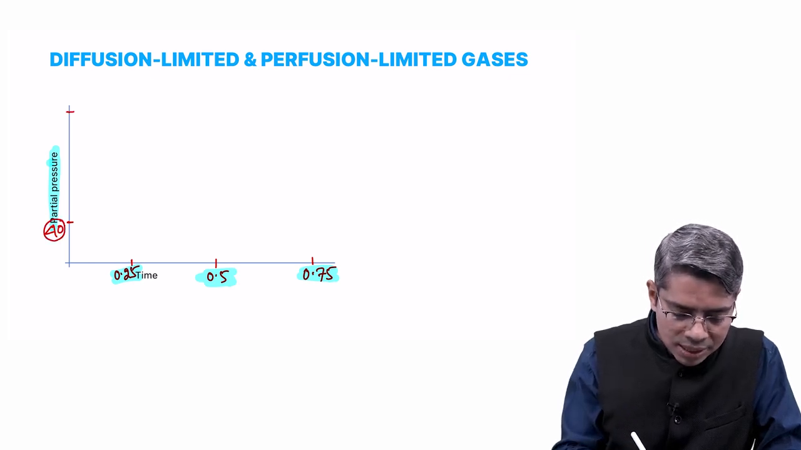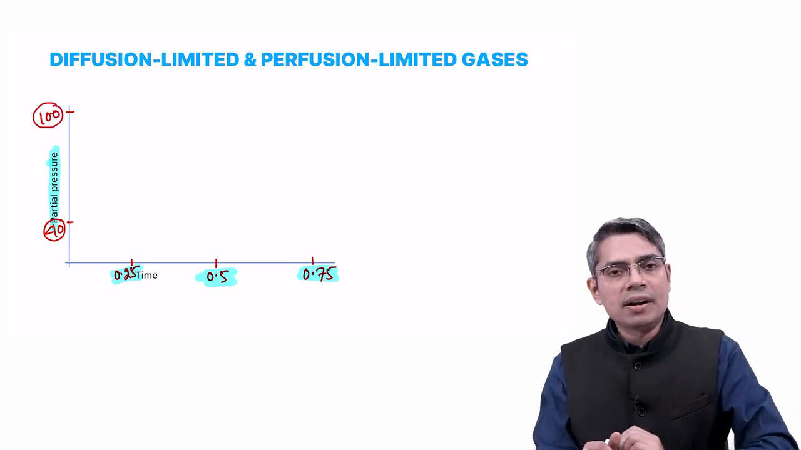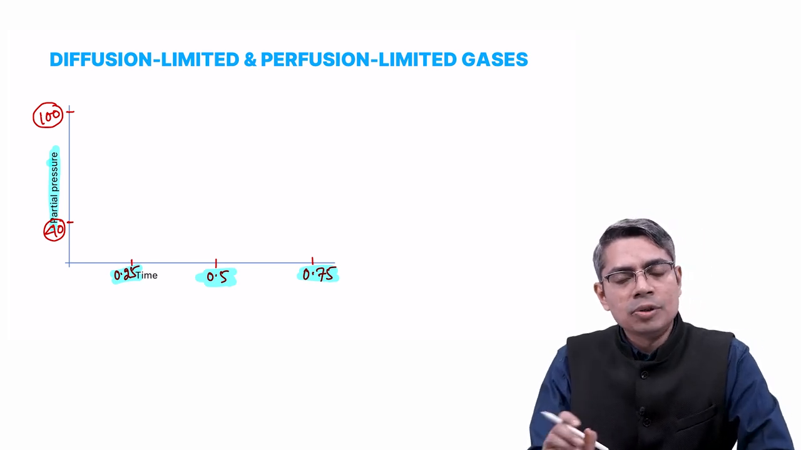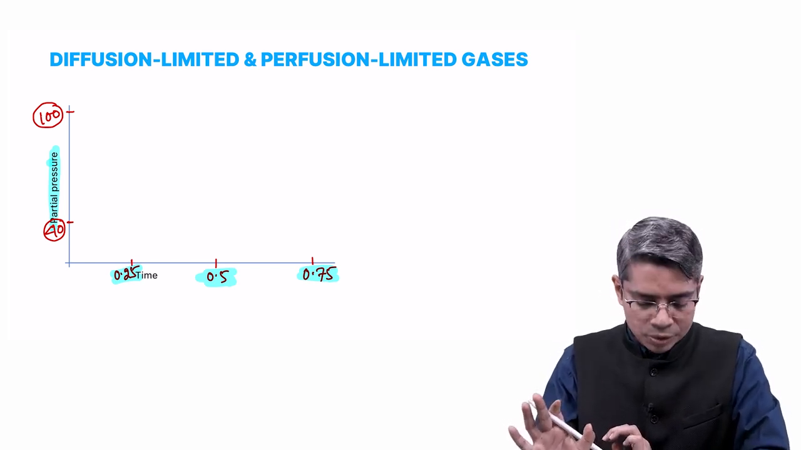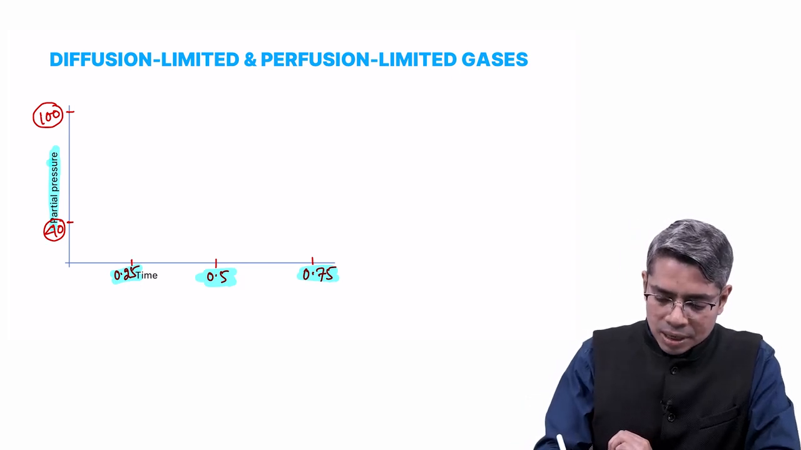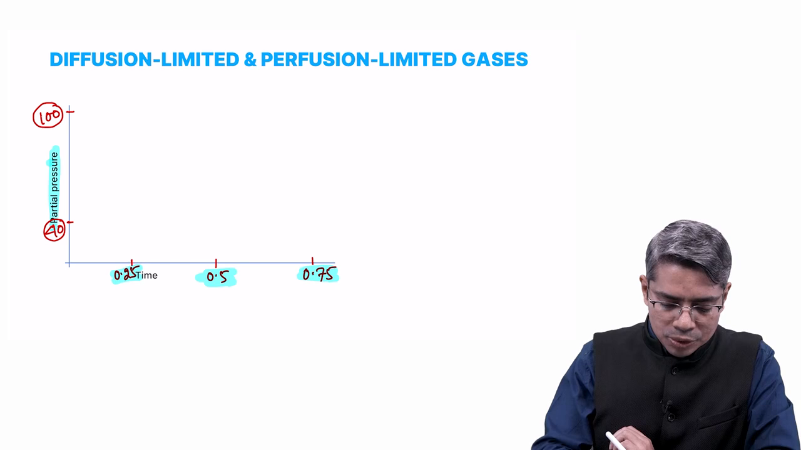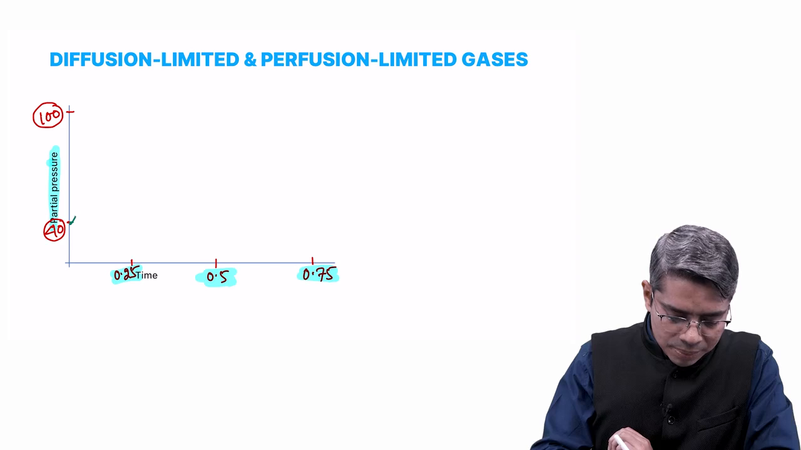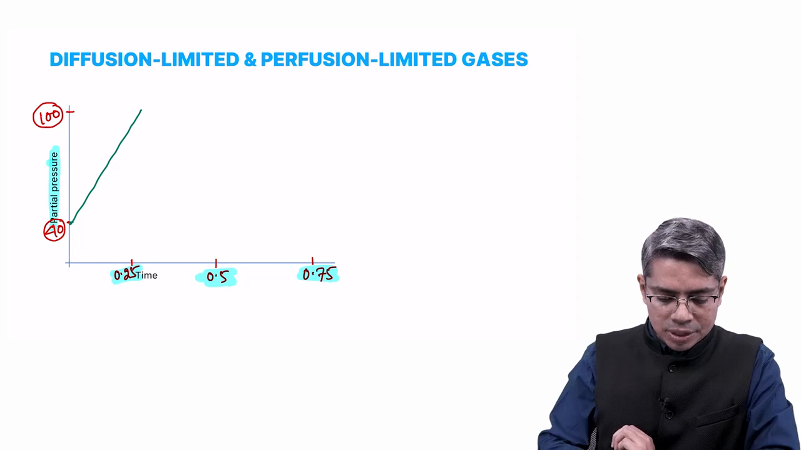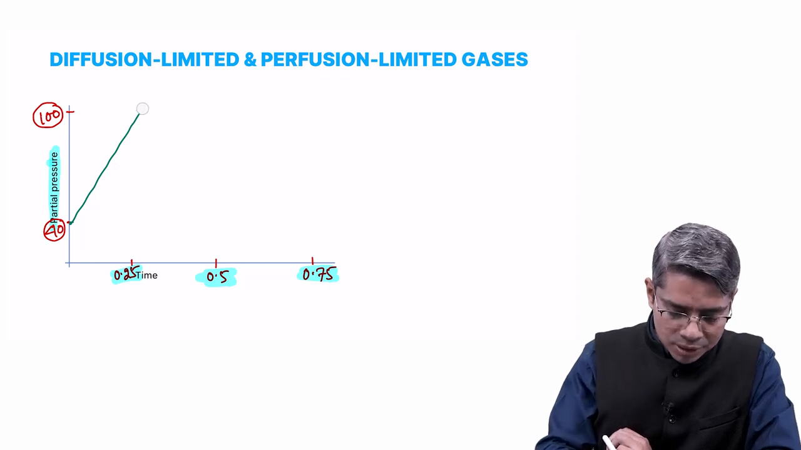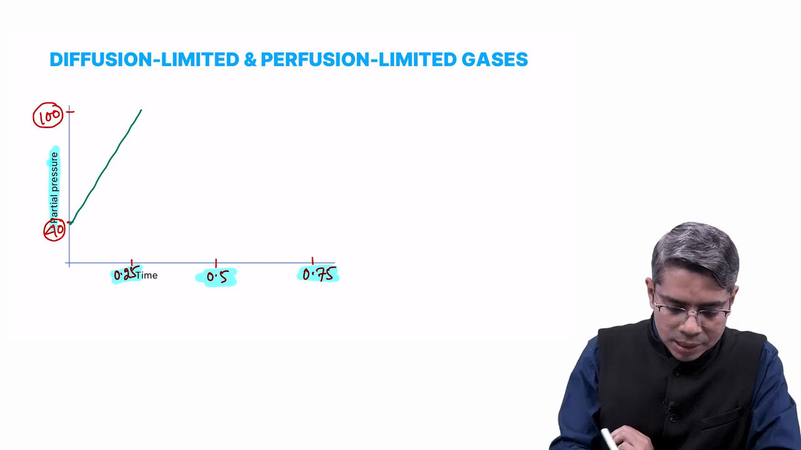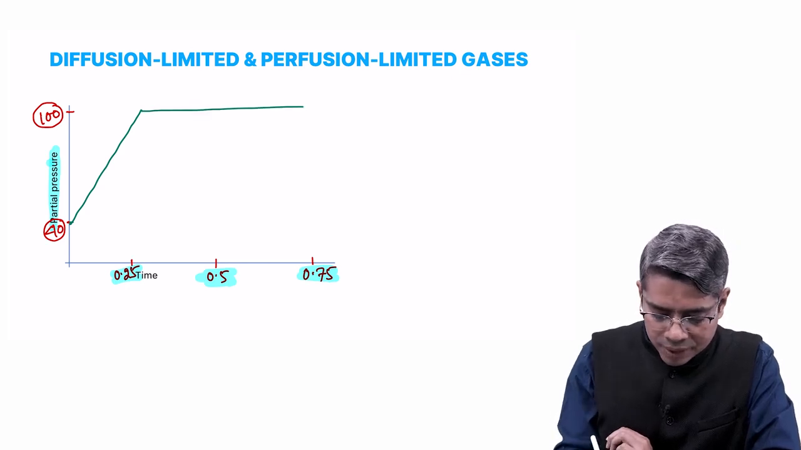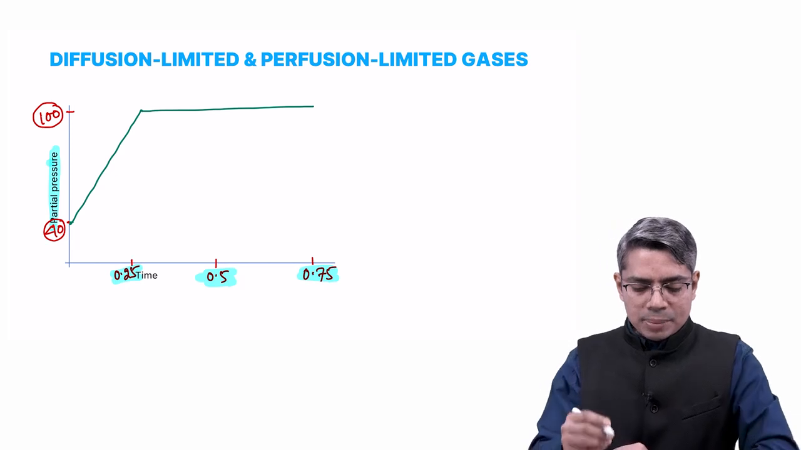And what is the target? The target is that when the partial pressure of oxygen equilibrates to 100, that is the point where diffusion will stop. We have just understood that oxygen diffusion equilibrium is reached within 0.25 second only. So this way we are going to plot this curve. Look at this curve, then you will understand its meaning.